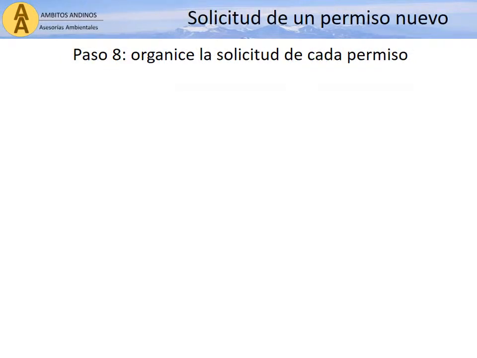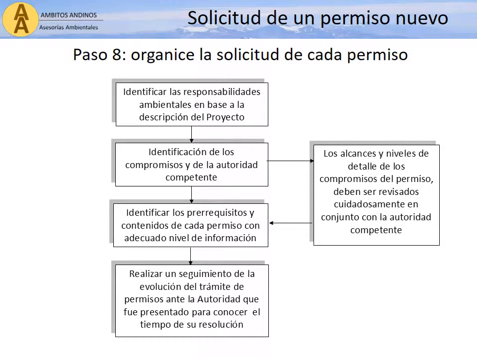Step 8 is the permit acquisition process itself, which involves various stages. Firstly, identification of the person responsible for each permit. Secondly, identification of existing environmental commitments under each regulatory authority. Thirdly, identification of prerequisites and contents of each permit application. Fourthly, submission and tracking of each permit request through to approval.